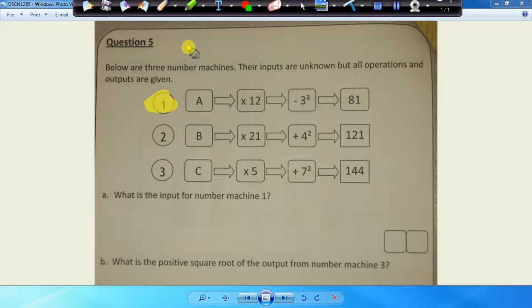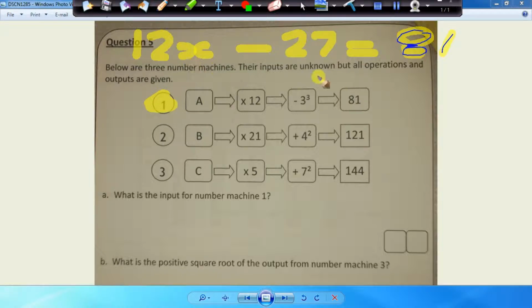Something times by 12. So we call that x, and times by 12, it becomes 12x. And then we minus 27, and that gives us an answer of 81. Okay, so we have 81 over here. Now we've got to work out the value of x.